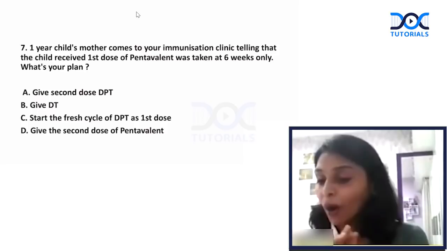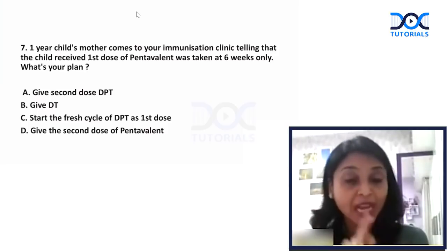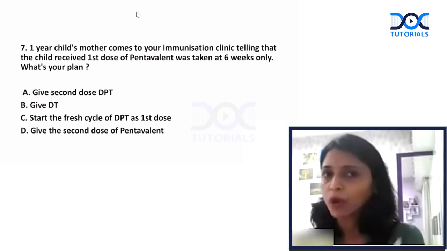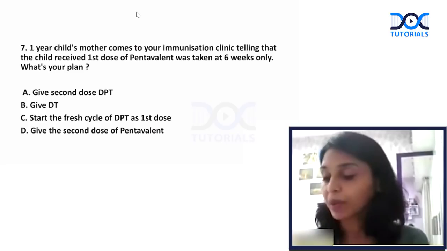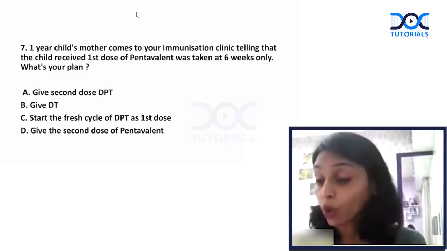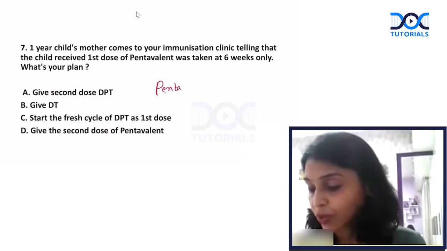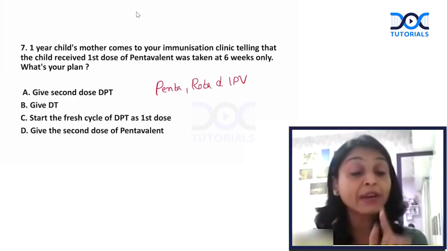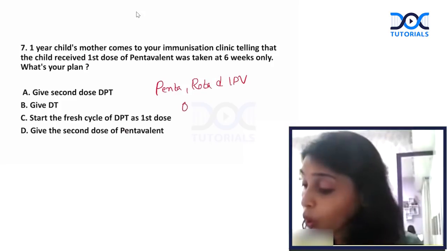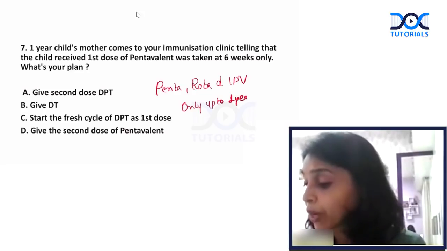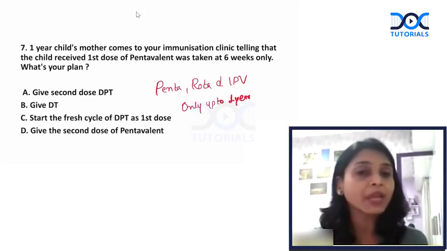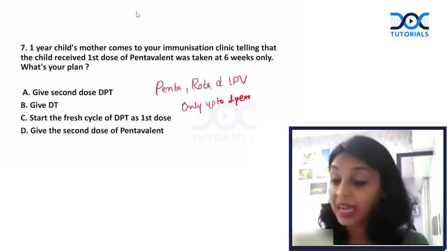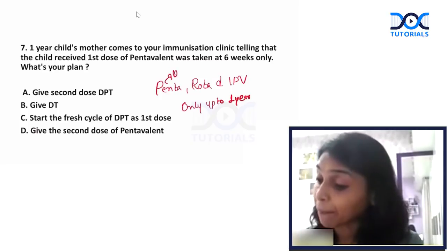See, the point is, the child has taken the first dose. When it comes to pentavalent, I'm not going into the details of pentavalent. Please do remember that pentavalent, rota, and IPV, these are the MCQs. These are supposed to be given only up to 1 year. Beyond 1 year, if an unimmunized child is coming, you don't give these vaccines. Instead of Penta, you have to give DPT.